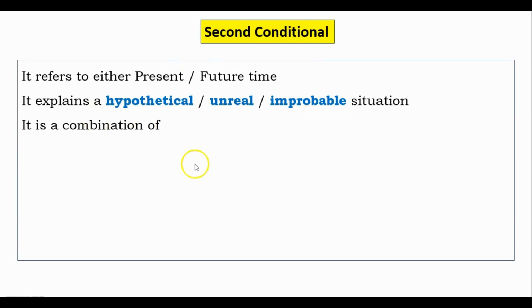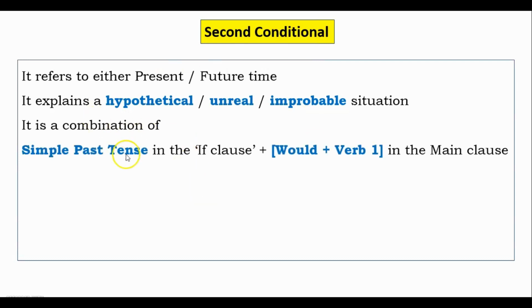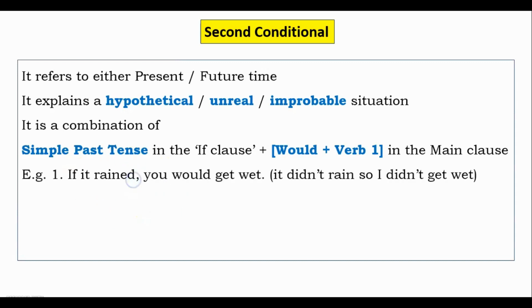Okay, and it is a combination of simple past tense in the if clause plus would plus verb 1 in the main clause. Children face a difficulty over here. Simple past tense. Just at a glance, the sentence seems wrong, but it is right. Look at the examples. If it rained, you would get wet. If it rained seems to be wrong, but it is not. Actually, it is an imaginary condition, a hypothetical condition.